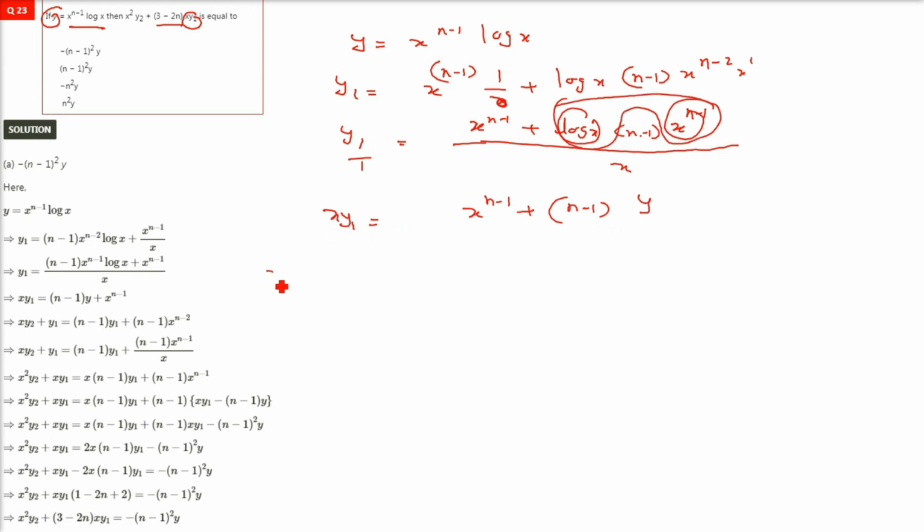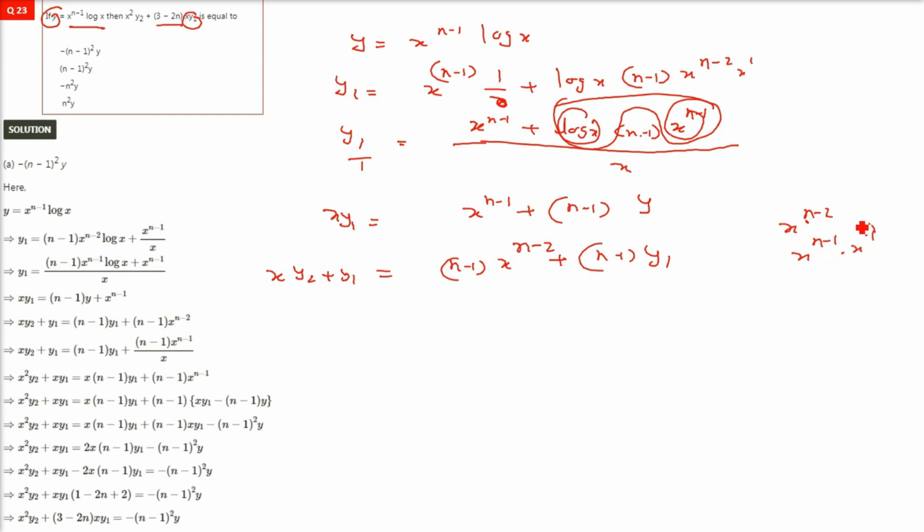Okay. So we have x, y1 will be y2 plus y1, differentiation of x will be 1. So n minus 1, x to the power n minus 1 will be n minus 1, x to the power n minus 2. Then constant is n minus 1. Differentiation is y, differentiation of y is y1. Okay. So this is xy2 and we need this 3 minus 2n terms. So how are we going to get this? Let us see. N minus 1 into x to the power n minus 2. So x to the power n minus 2 can be written as x to the power n minus 1 into x to the power minus 1.